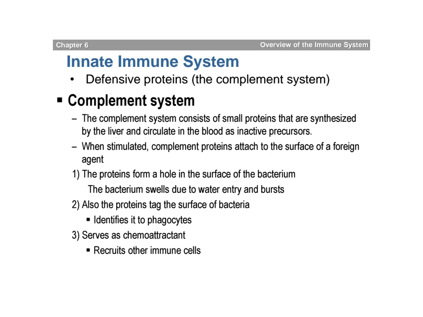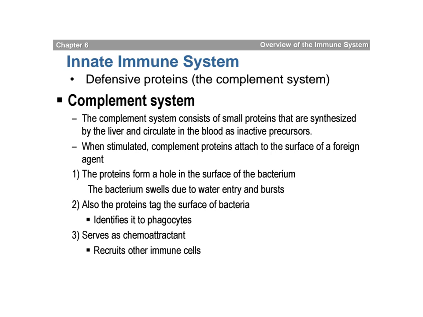So scientists and doctors figured out a number of years ago that in addition to antibodies, there are certain proteins that seem to increase the effectiveness of antibodies. And so they were complementary to antibodies, and therefore they were given the name the complement system. So these are defensive proteins that are part of the innate immune system. It consists of small proteins that are synthesized by the liver and circulate in the blood as inactive precursors. When these proteins are stimulated, they can then attach to the surface of a foreign agent.